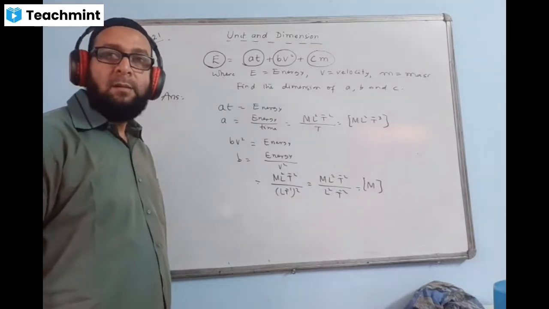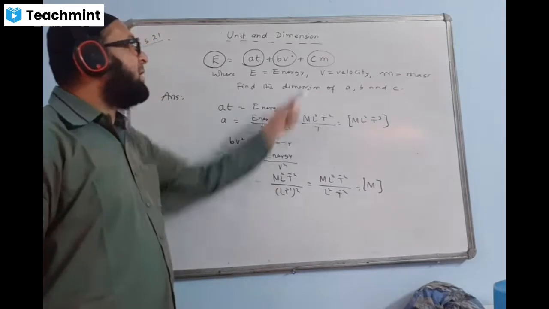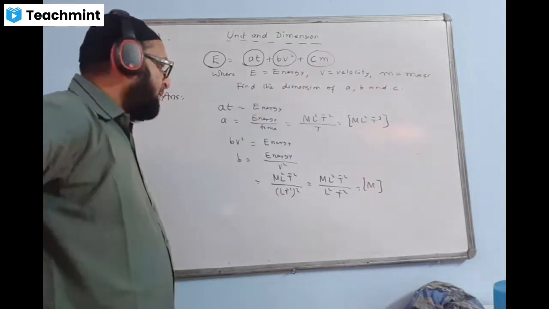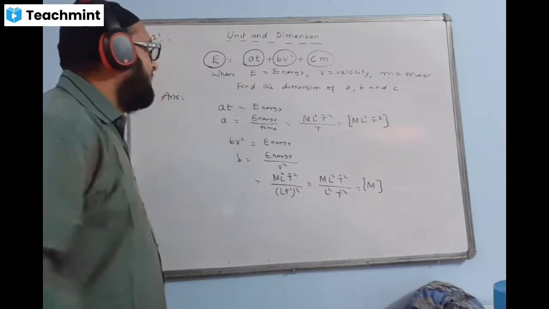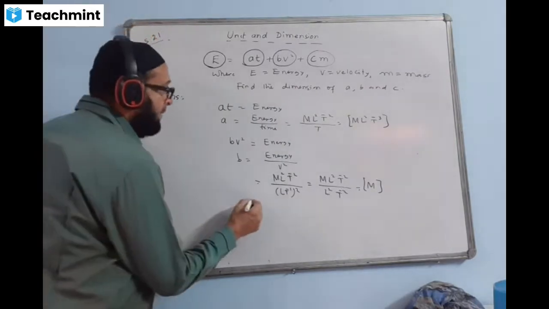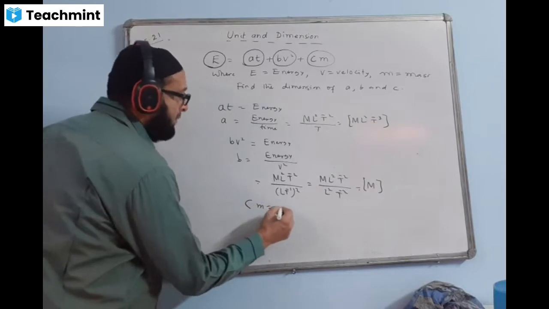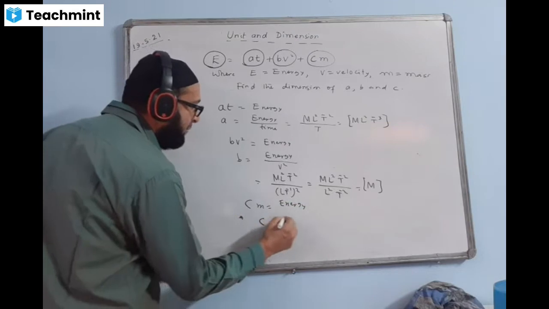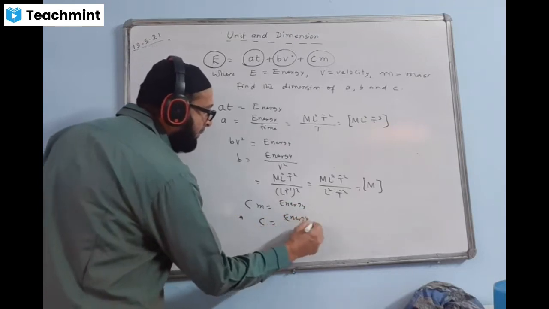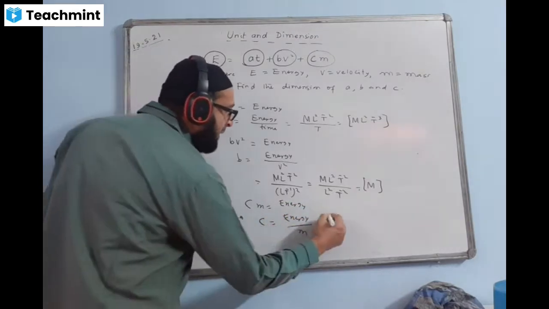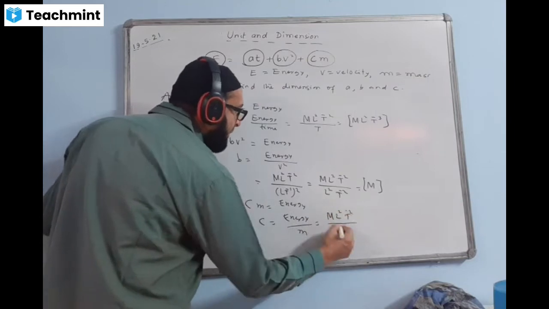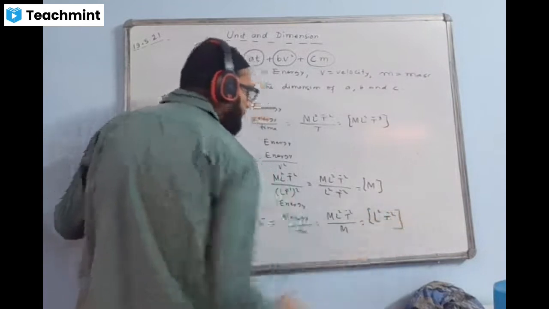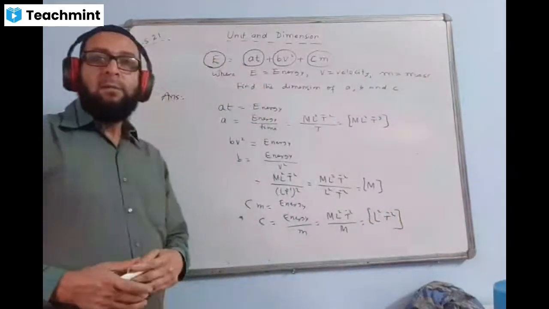Alright. In the same way, can you find the value of C? Tell me what is the value of C coming? If you do it for C, then CM also is energy, therefore the C value will come energy by M. Energy is ML²T^-2 divided by M. Answer is coming L²T^-2. Yes. Understood, no?